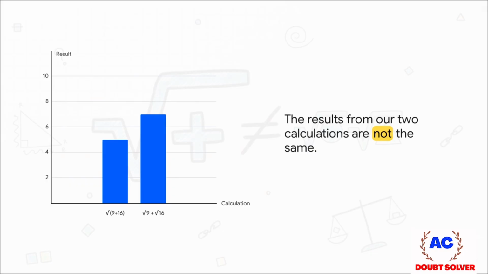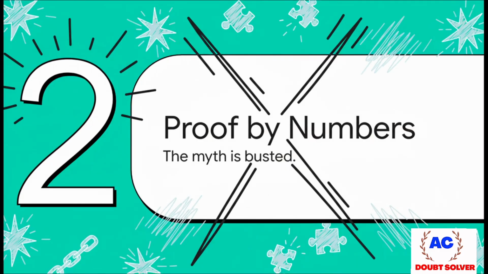And yeah, there it is. 5 is not equal to 7. Not even close. Our two little experiments gave us totally different answers. So the trap is real. So there you have it. With just one super simple example, the myth is totally busted. And believe me, this isn't some weird fluke with the numbers 9 and 16. Oh no, this shows us something really fundamental about how square roots actually behave.